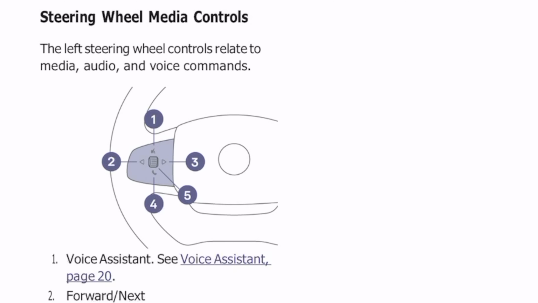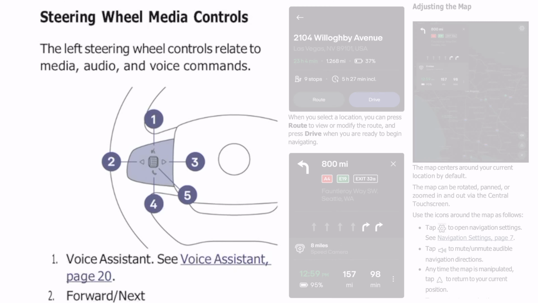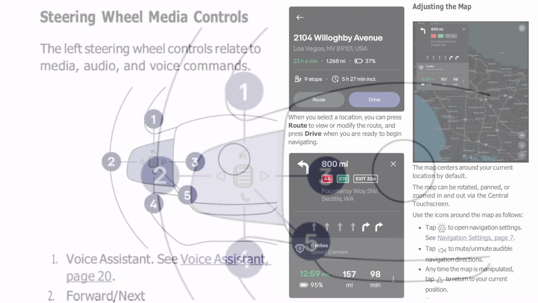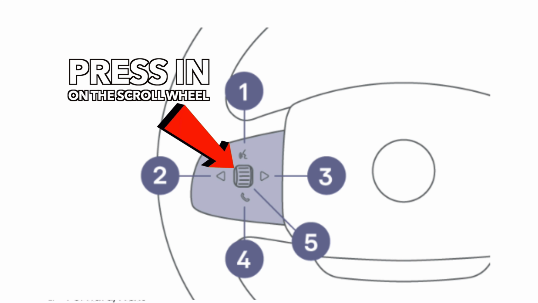The Fisker Ocean infotainment system has been released, or at least published. Either way, let's go through it. Today we'll be talking about features that exist on the left-hand side of the steering wheel and in the infotainment screen. On the left-hand side of the steering wheel, you're going to press in to access the voice assistant.